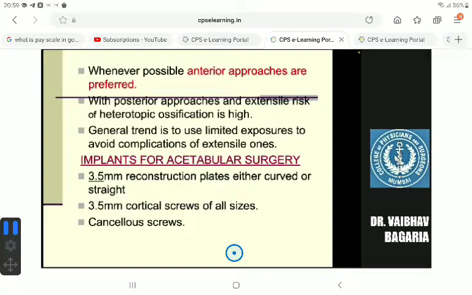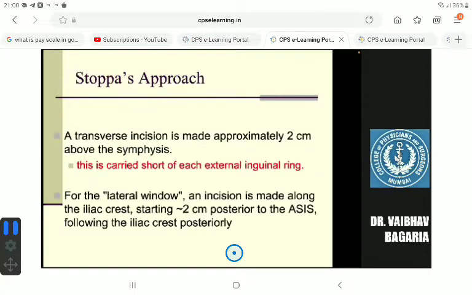We also must know what implants you need to order. There's a separate acetabular set of instrumentation. You must see all the instrumentation for acetabular fractures. Most commonly it is only a 3.5 mm recon plate that is required along with cortical screws of all sizes, and occasionally cancellous screws may be required.